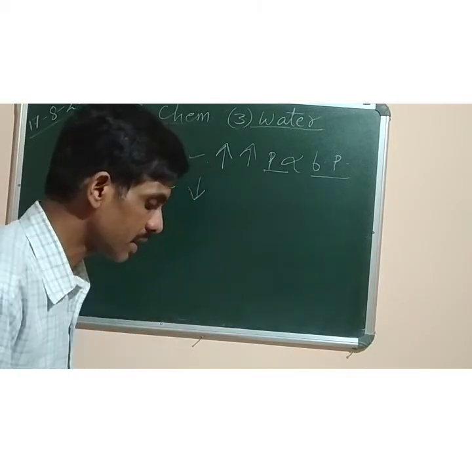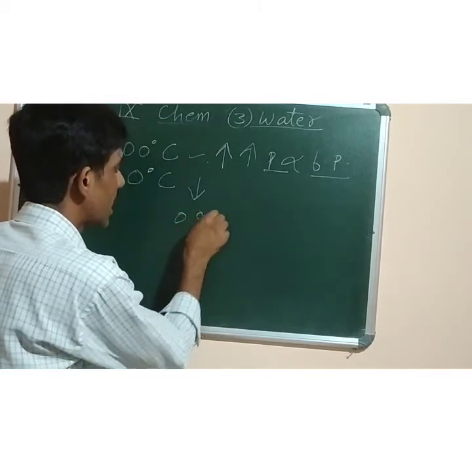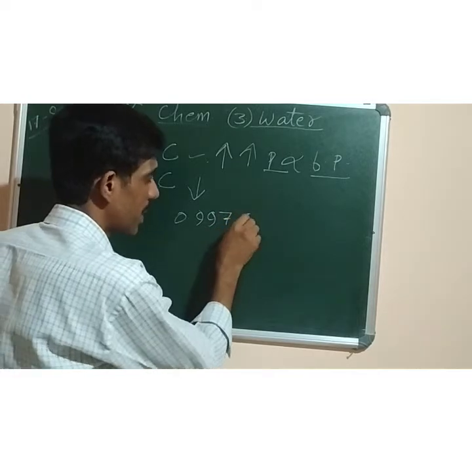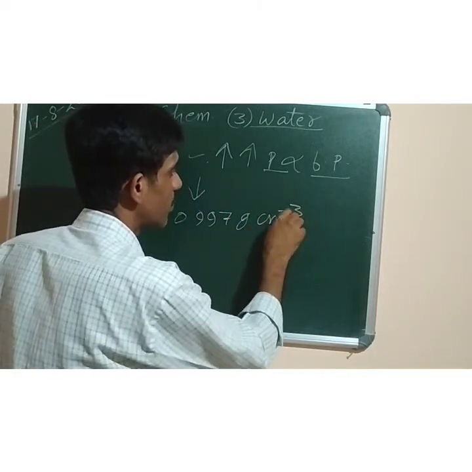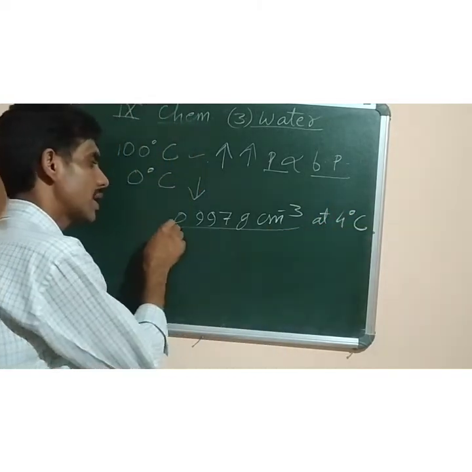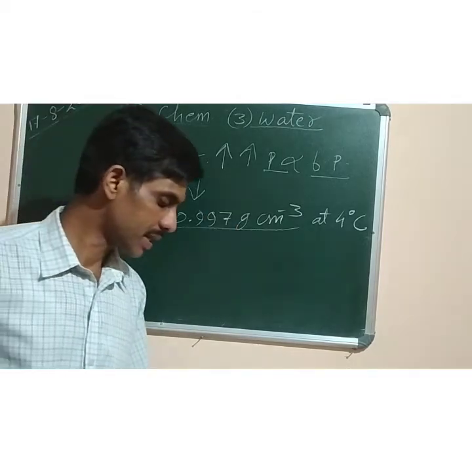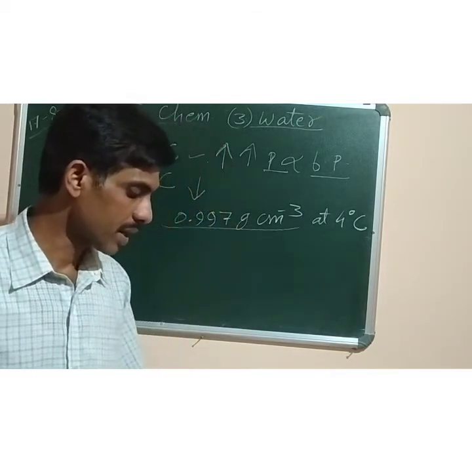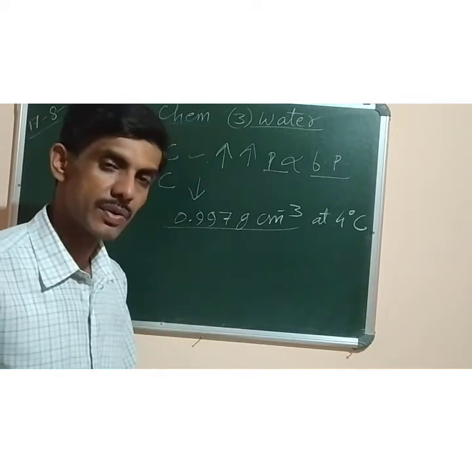Density of water is 0.997 gram per cubic centimeter at 4 degrees C. The temperature remains 4 degrees C, and the density of water is this much, which means it's less than 1 gram per cubic centimeter. Density of water above and below 4 degrees C is less than this value.